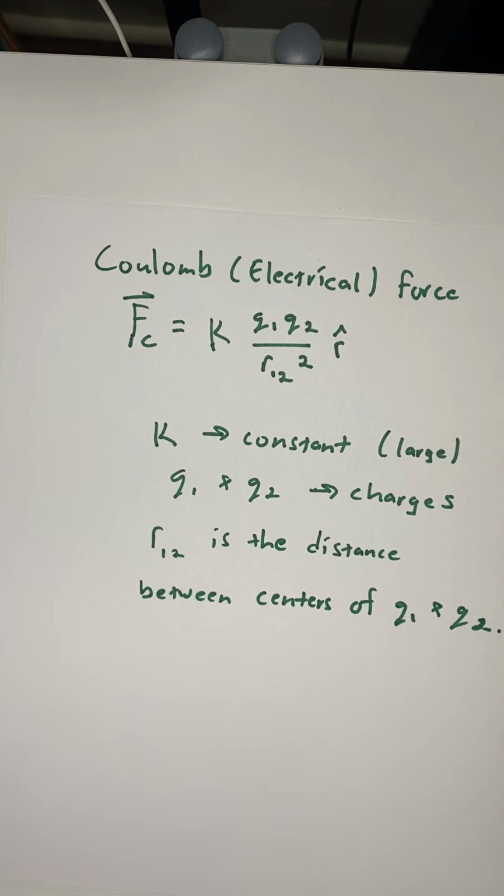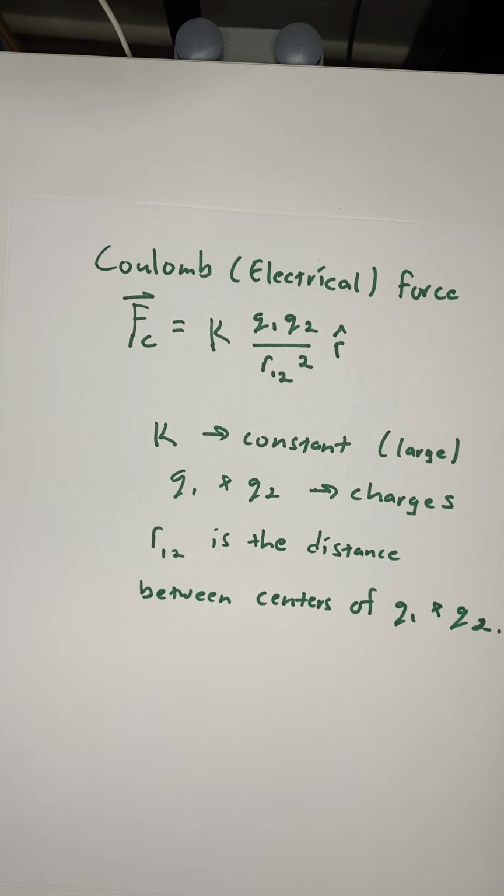So we're going to need to make the distinction that R12 is the distance between the centers of the charges Q1 and Q2. Notice it is squared, just like the universal law of gravitation was squared. This is an inverse square force, that is to say, as the distance between the charges gets farther away, the force falls off quadratically because it's squared.